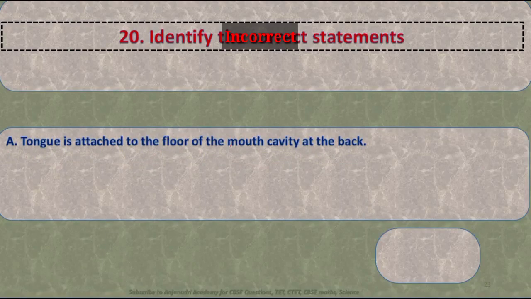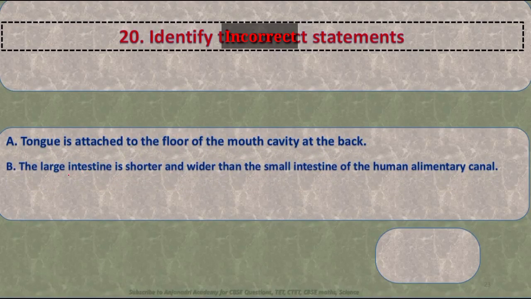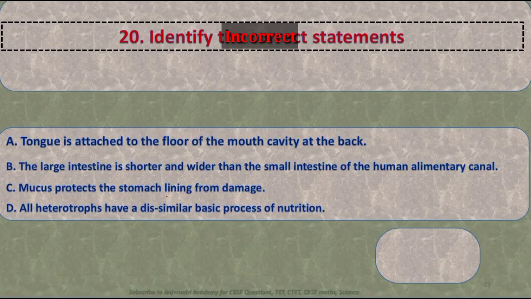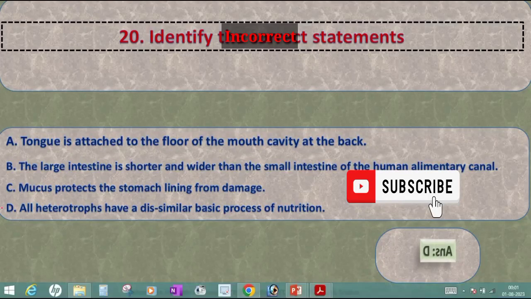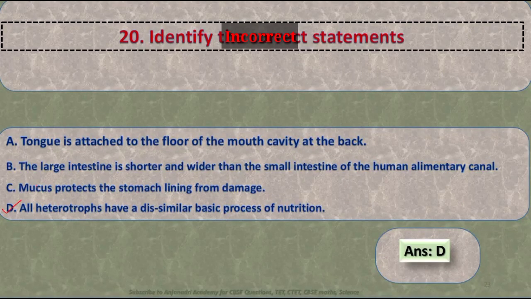Here is the next question. Identify the incorrect statement. Tongue is attached to the floor of the mouth cavity at the back. It is true. The large intestine is shorter and wider than the small intestine of the human alimentary canal. It is also true. Mucus protects the stomach lining from damage. It is also true. Option D: all heterotrophs have a dissimilar basic process of nutrition. It is false. All heterotrophs have a similar basic process of nutrition. Therefore, option D is the incorrect statement and the correct answer for this question. So let us move to the next question. Question number 21.